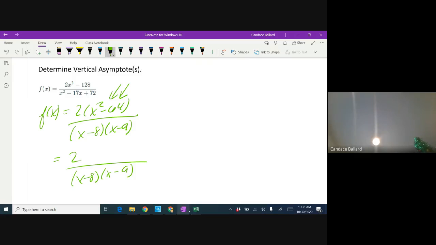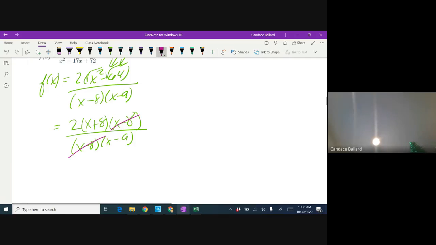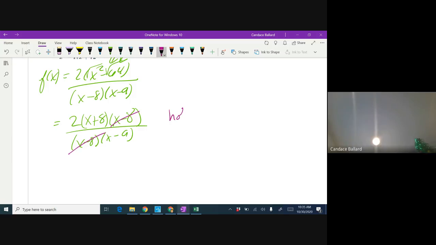There we go. We got to do difference of squares again, right? So I'm going to take the square root of x squared, which is x, and the square root of 64, which is 8. Make one a plus and one a minus, and that was good because yay, we get to cross stuff out, and we love crossing things out in math. That means we know we have a hole at x equals 8. So I am left behind with 2x plus 8 over x minus 9.